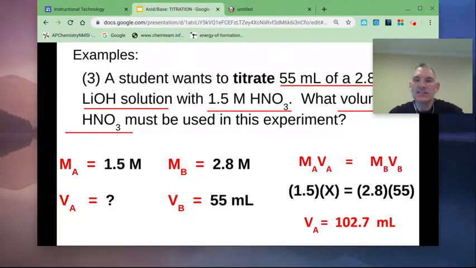The only time these questions get a little more challenging is when they ask you something in liters, which means you have to convert. And if we were doing some advanced chemistry, whether it's honors or AP, sometimes they'll use acids and bases where extra steps are included. But we don't have to worry about that.